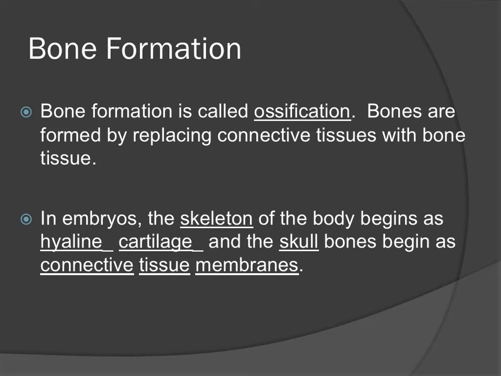So in embryos, the skeleton of the body begins as hyaline cartilage and the skull bones begin as connective tissue membranes. So during embryonic development, the skeleton remains primarily cartilage to form the basic framework of the body. So after the basic structure of the embryo is formed, that is when bone begins to be deposited in one of two ways, either intramembranous ossification or endochondral ossification.